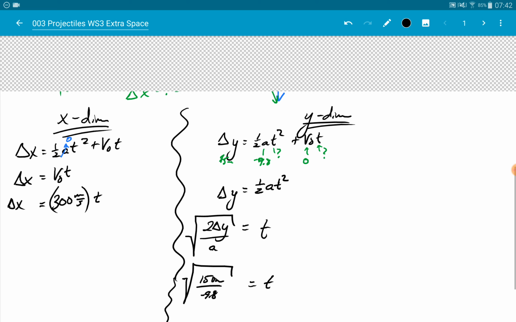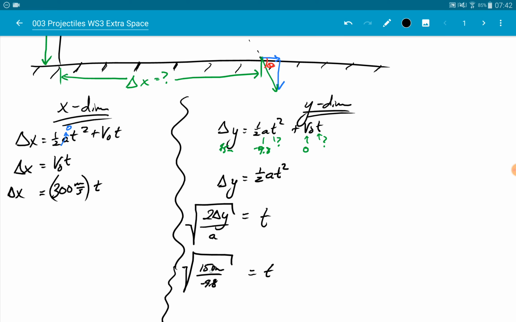So let's look back up. We said, let's look at these 2 bits here. It's just acceleration and delta y.